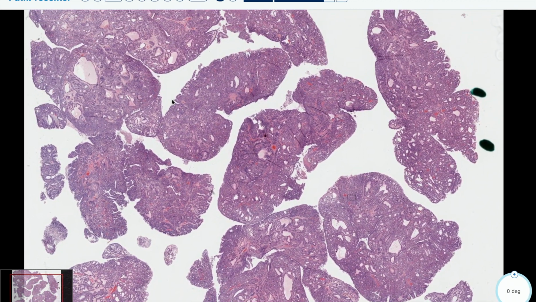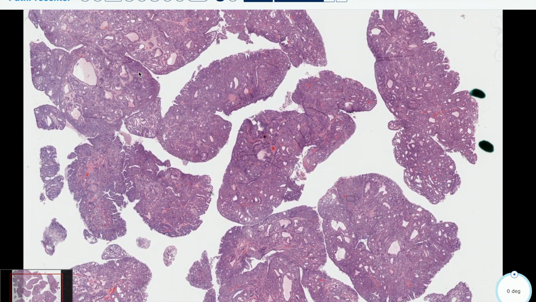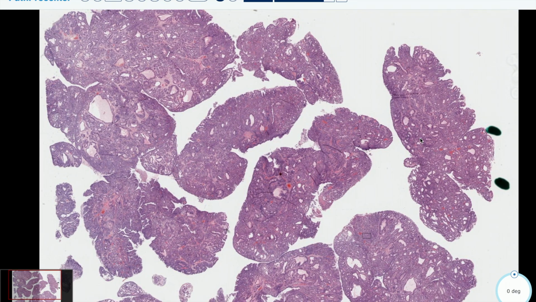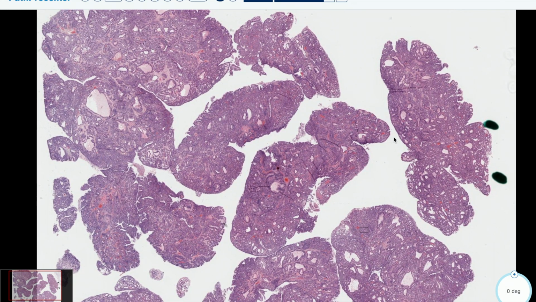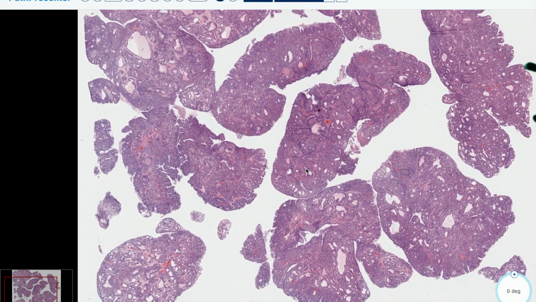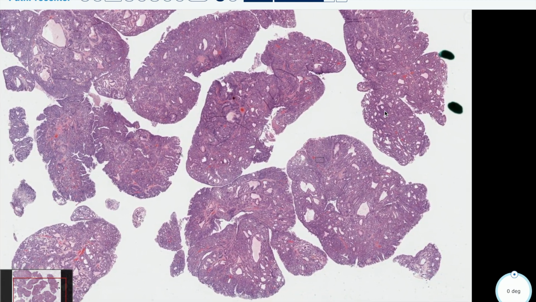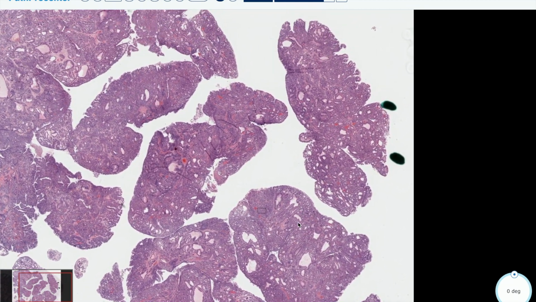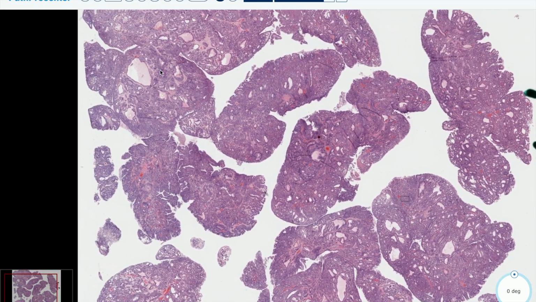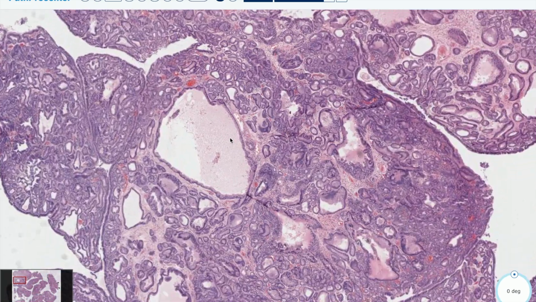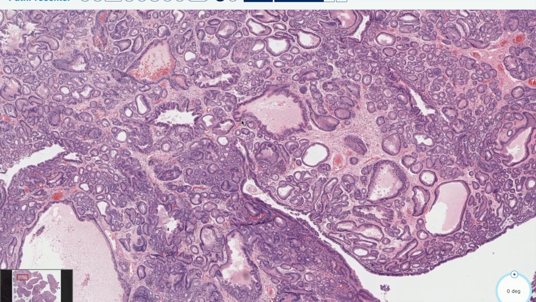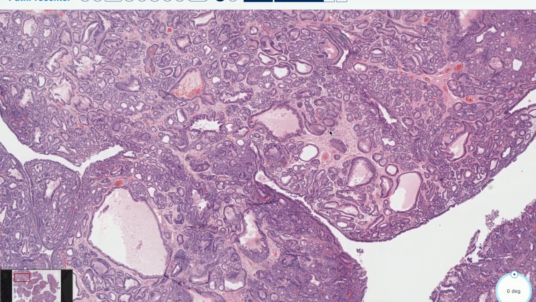So, continuing with our GI pathology theme, let's imagine that this is a stomach biopsy that you got from a patient with a gastric polyp. At low power, we can appreciate there's a lot of cystically dilated glands. Areas like this look very cystically dilated.